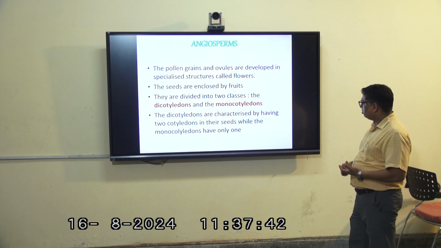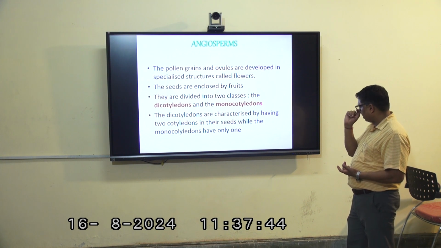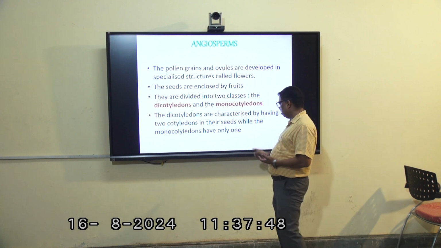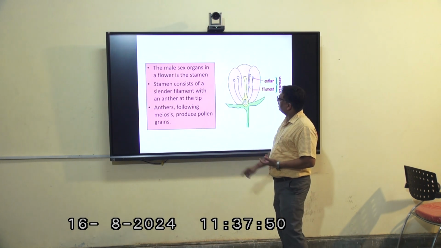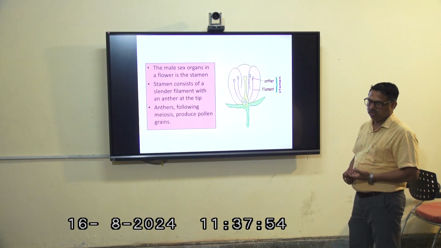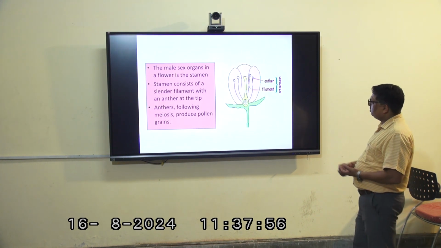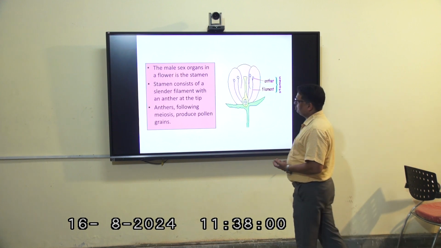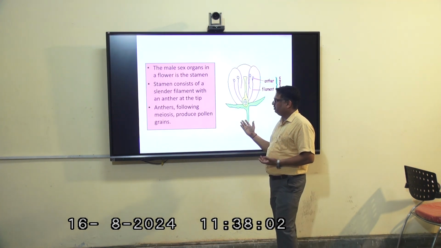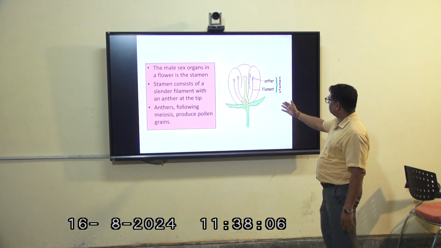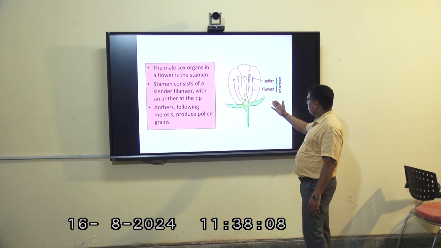The dicotyledons are characterized by having two cotyledons in their seeds, while the monocotyledons have one, as the name indicates. Distinguishing features: in the angiosperm, the male sex organ of the flower is the stamen, and the stamen consists of a slender filament with an anther at the tip, and the anther, following meiosis, produces pollen grain. This is the anther and the filament. This is the structure.